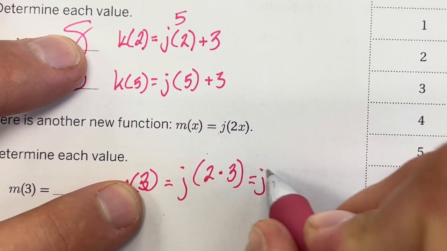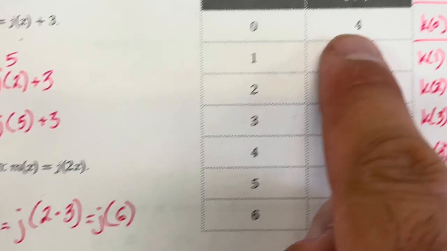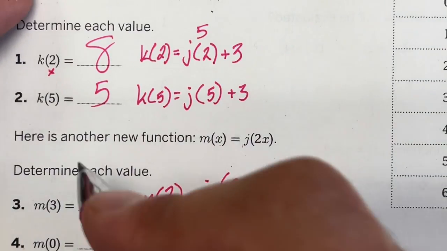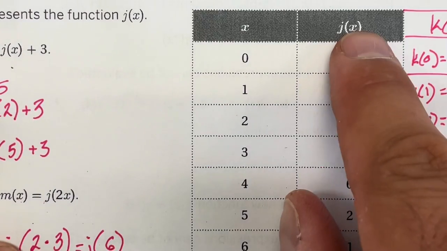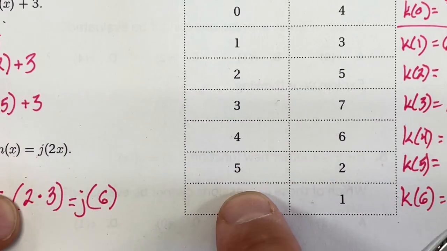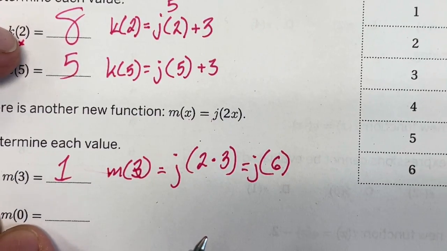So really, this is the same as going to j of 6 and taking that answer. J of 6 is 1, and take that answer. So really what we did was we went to the j function at 3, we doubled that and went up here to 6 and took that answer. So m of 0. Now that's interesting.